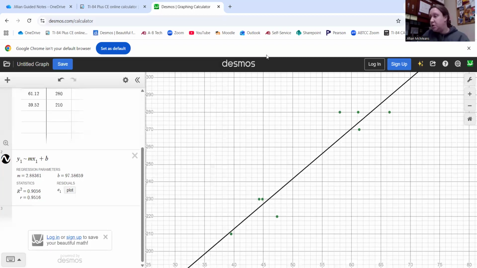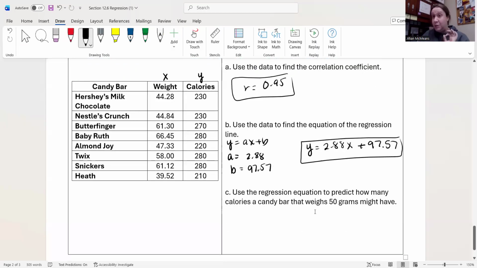Now, there is a potentially gigantic typo if you have the printed set of notes. I was copying and pasting and just forgot to fix something. So you might have part C be the same as part C for the previous example. What part C should say here is use the regression equation to predict how many calories a candy bar that weighs 50 grams might have. So we want this to be, remember, that's our x. So we have y equals 2.88 times 50 plus 97.59.